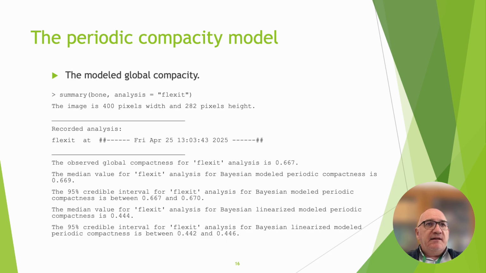Now that we have modeled the compacity taking into account a periodic effect, we can model the global compacity using the summary command with the bone section. You have the estimation of compacity and linearized compacity. The compacity is simply the observed compacity. Linearized is equivalent to integration under the curve. We have seen this in a previous video.